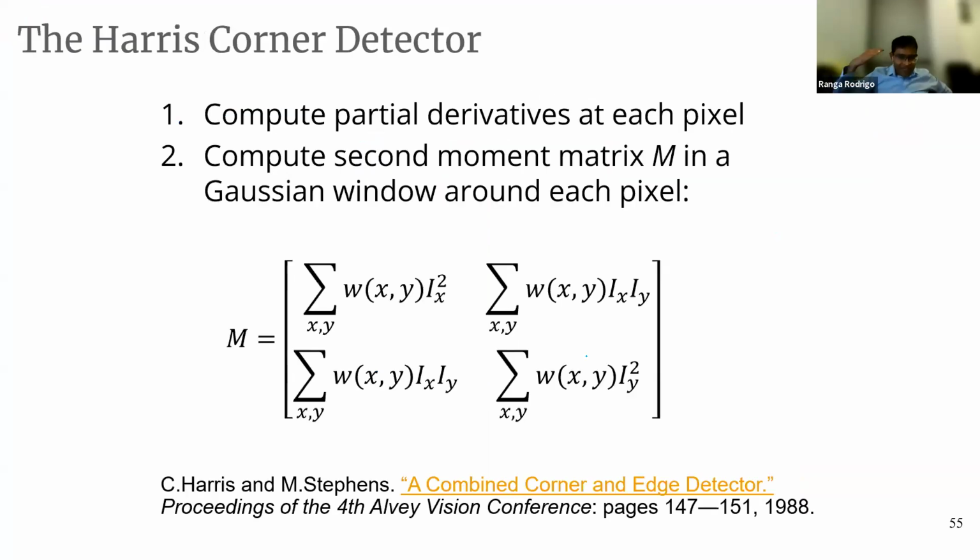Okay, so what is the Harris corner detector? Compute the partial derivatives at each pixel. This one you can write in 15 lines of Python, the Harris corner detector in 15 lines. So you know how to compute the partial derivatives: run a Sobel operator.